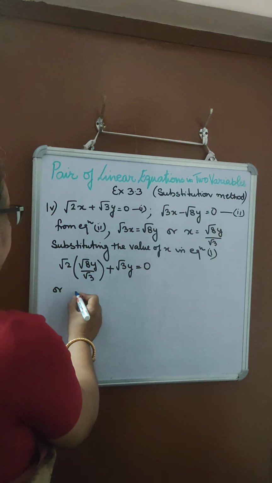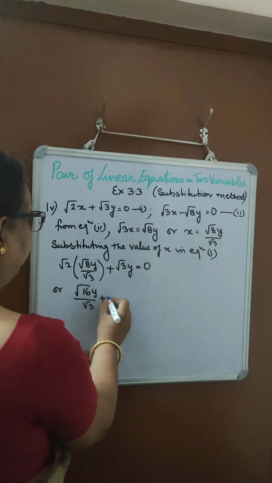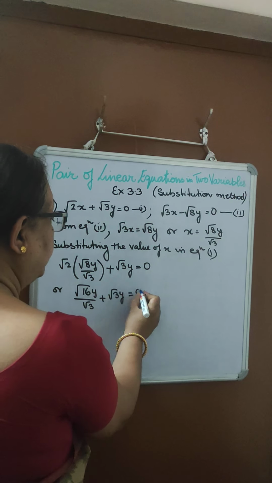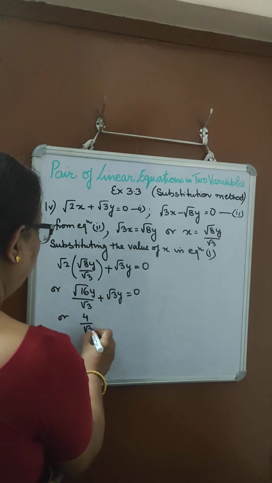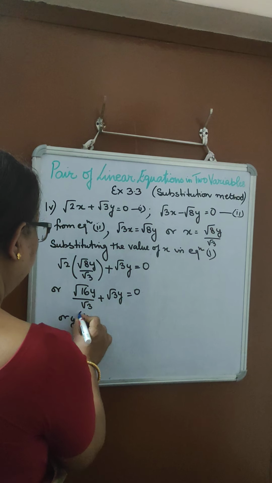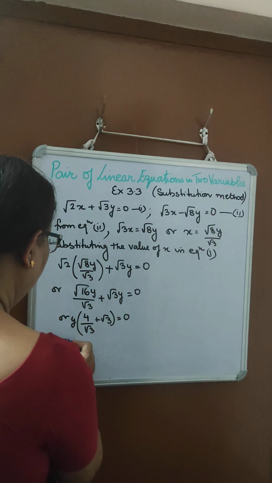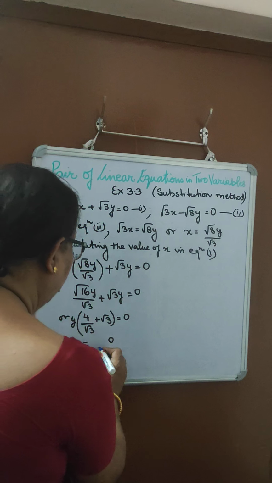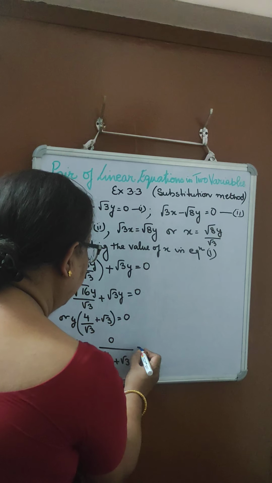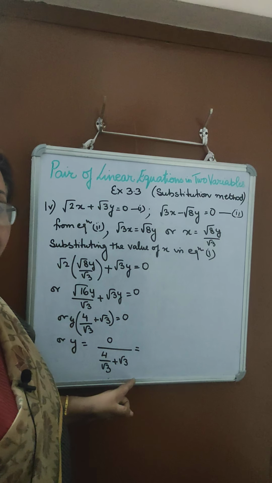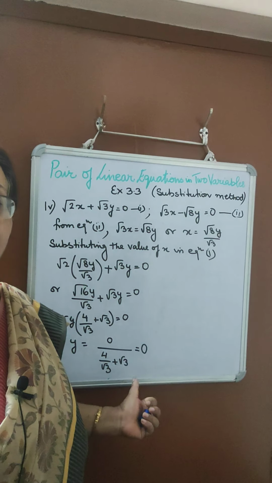Root 2 into root 8, that is root 16, equal to 0. Root 16 means 4 by root 3, or you can take out y common. 4 by root 3 plus root 3 equal to 0, or y will be equal to 0 by 4 by root 3 plus root 3. Now what you have, 0 by something is 0. So you got y equal to 0.